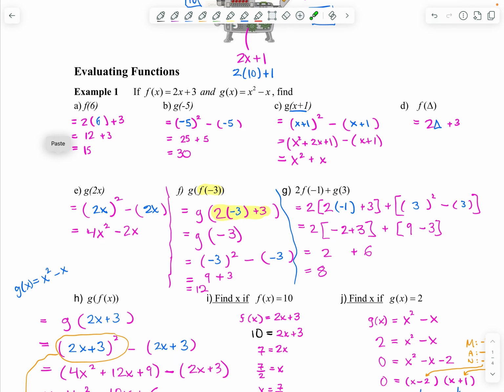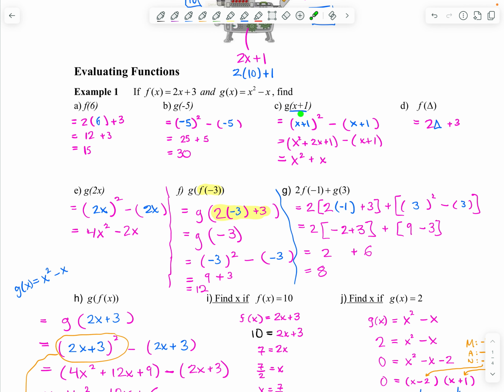So if my input just so happens to be negative 5, I'm going to square negative 5, not just the 5, but the entire negative 5. That's why brackets are super important. We're going to talk about this a lot. And then I subtract from that the input, which is negative 5. So when I simplify this, I get 30.